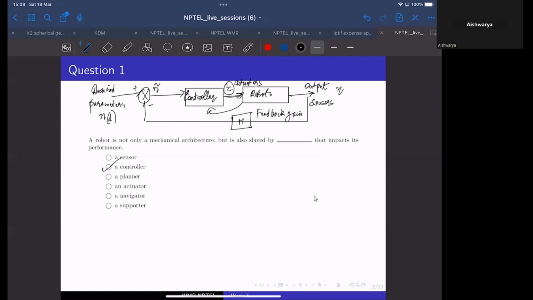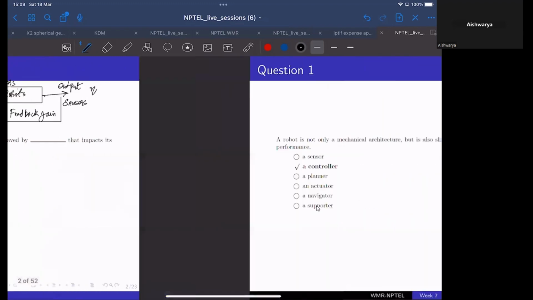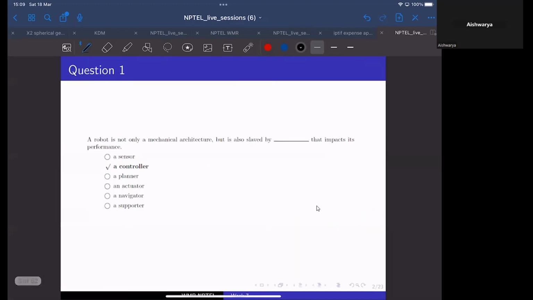So I hope we don't have any conflict in that. It's a fairly straightforward question. It's basically a definition. So if you check, the answer is indeed controller.